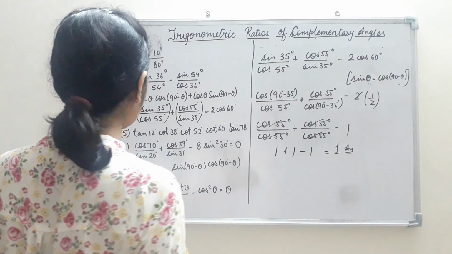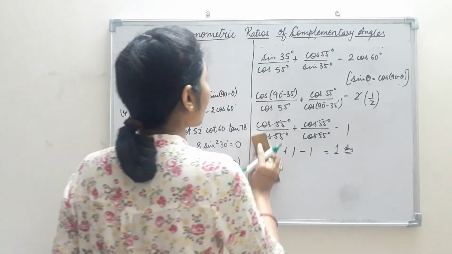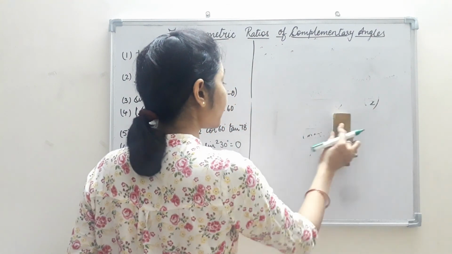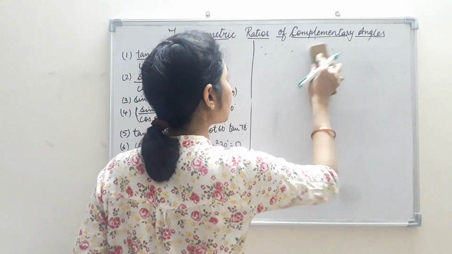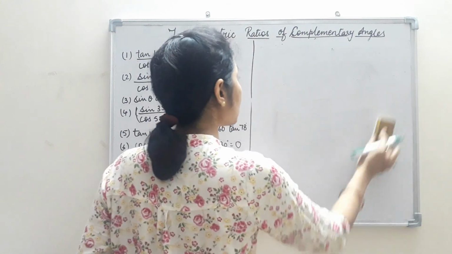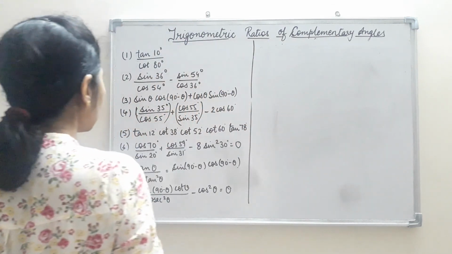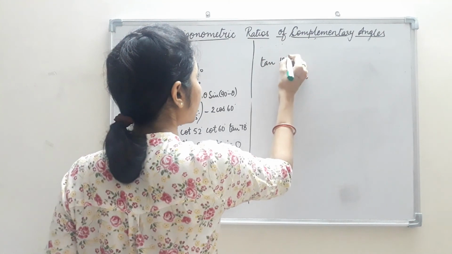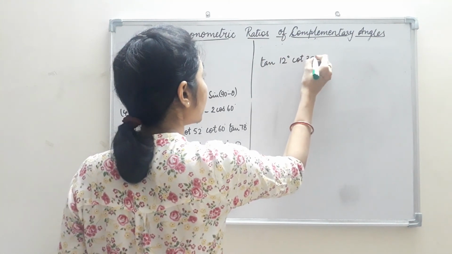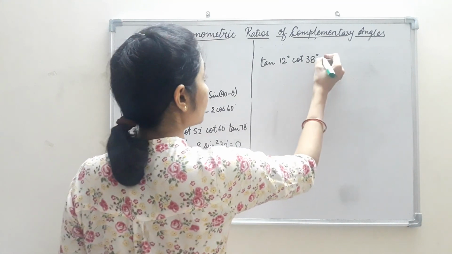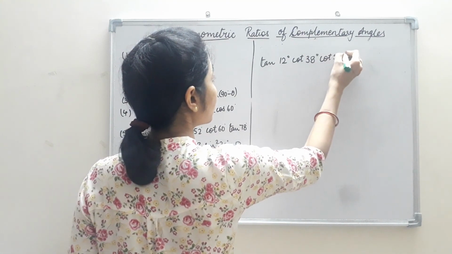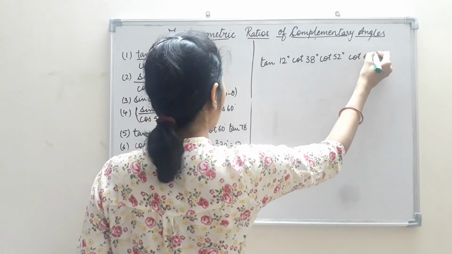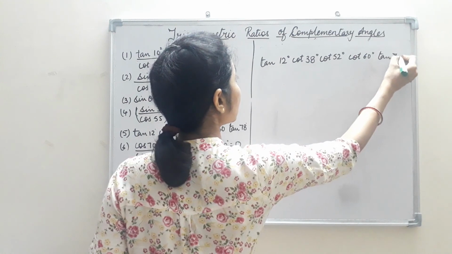Now let us see the next one. In the next one we have everything in multiplication, that means as a product. Again we are supposed to evaluate, that means find the value of the whole expression. So let us see: tan 12 degree, cot 38 degree, cot 52 degree, cot 60 degree, and the last is tan 78 degree.